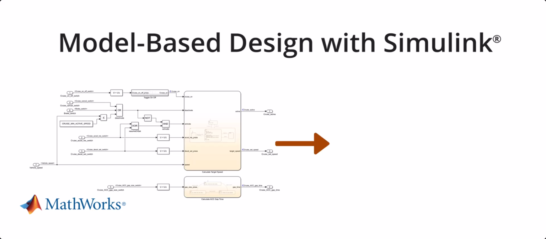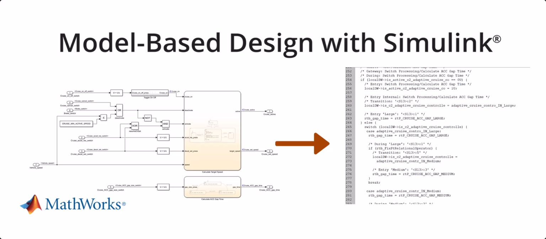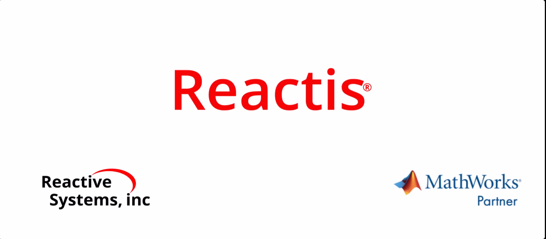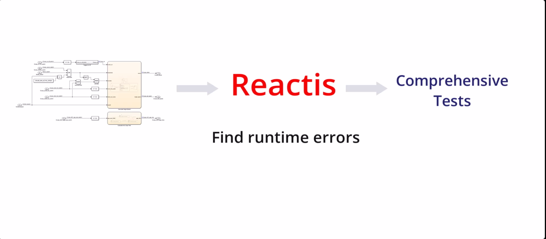Additionally, Simulink facilitates the automatic generation of C code from models, streamlining the transition from design to implementation. The Reactis family of tools offered by Reactis Systems supports a model-based design process, complementing the capabilities of MATLAB and Simulink. Reactis provides additional functionalities that enhance the model-based design workflow, such as the automatic generation of comprehensive yet compact test suites from Simulink models. These tests can help uncover runtime errors and check if a model satisfies its requirements.